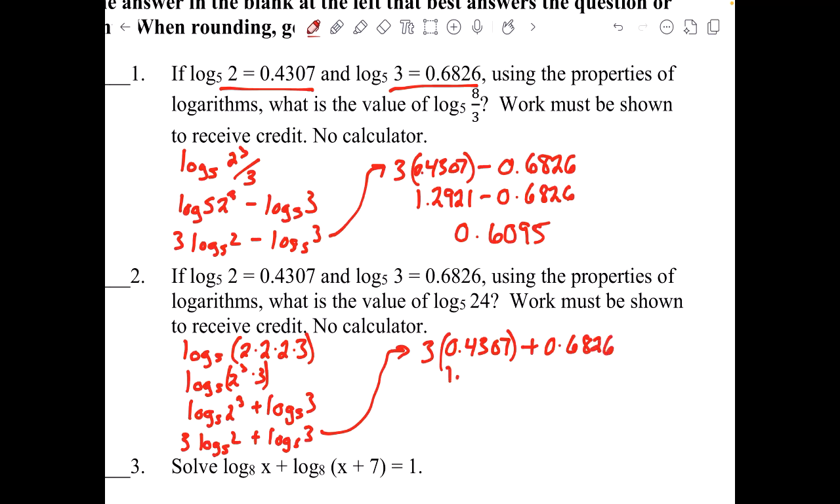Multiplying that out again, I get 1.2921 plus 0.6826. Give me a final answer of 1.9747.